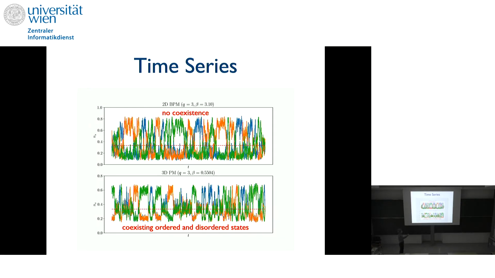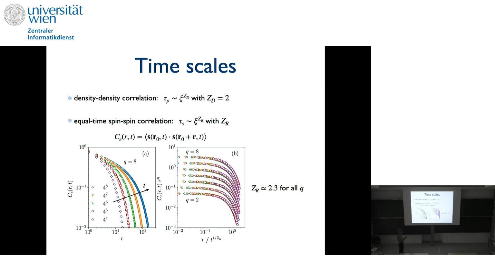So that picture also can be seen from this time series. I'd like to understand why my numerical data suggests that there is no discontinuous phase transition, and why I have a continuous phase transition instead of a discontinuous one. So I look at the time scales in this problem. Actually, there are two different time scales. One is the diffusion time scale. Okay? This is just a trivial time scale. It describes the spatial motion of the particles, I mean, density correlation propagation. And in addition, we also have another time scale for the propagation of spin-spin correlation.